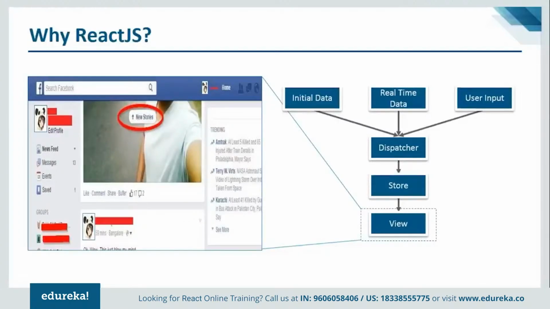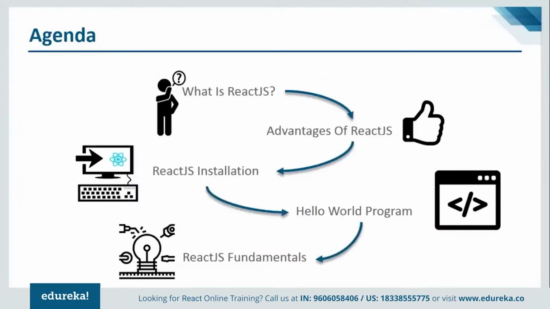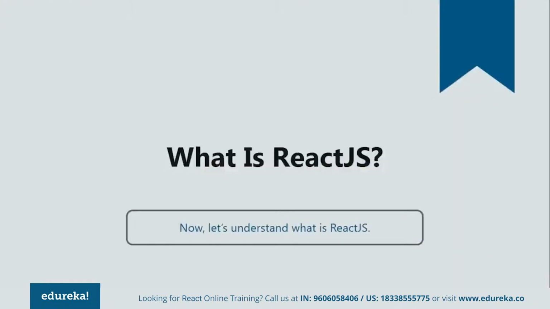So now that you have understood why we use ReactJS, let's now proceed with our tutorial. Before we start off, let's take a quick look at today's agenda. Today, we'll first understand what exactly is ReactJS, and then we'll find out some of its major advantages. Then I'll show you how to install ReactJS on your systems. Once we are done with the installation, we'll start coding with ReactJS by taking up a simple Hello World program. Then we'll jump onto the various fundamental concepts which lie behind ReactJS. So without any delay, let's take up our very first topic, that is, what is ReactJS.